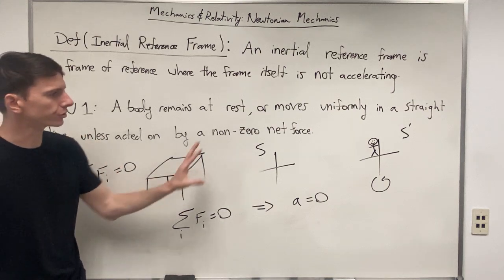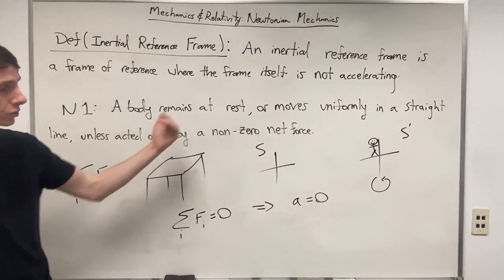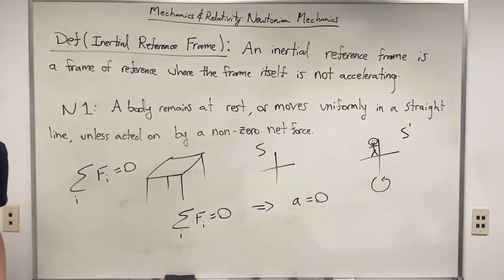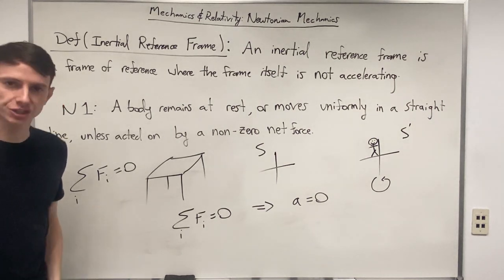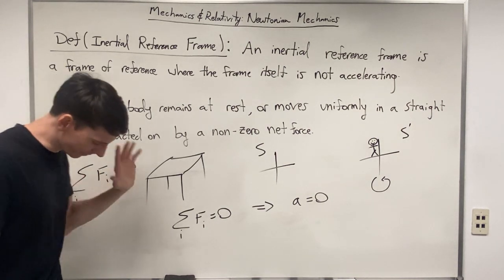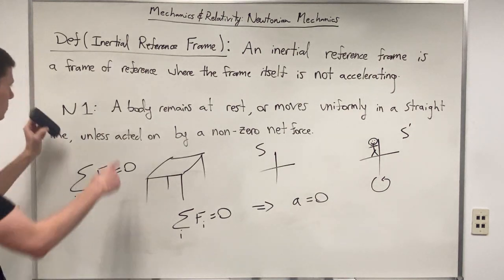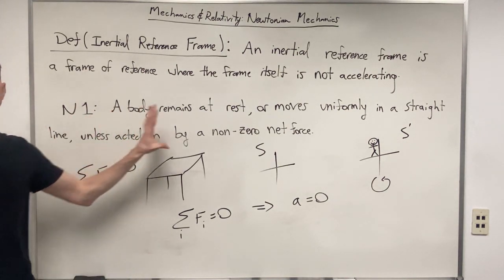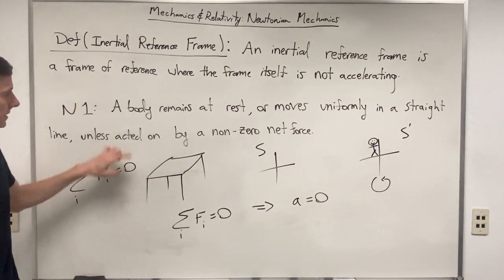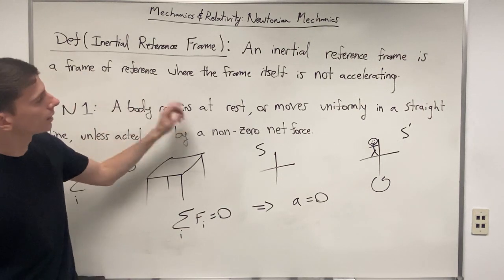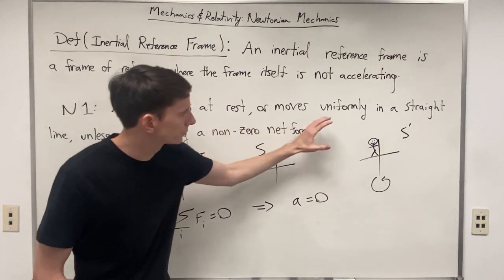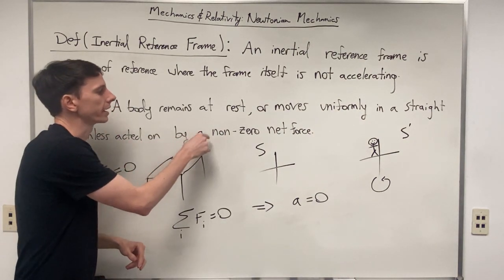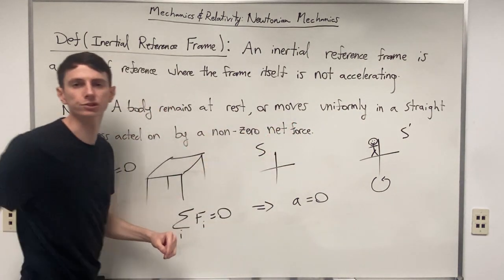Okay. This is how we can determine if a frame is inertial or not, and it's important because that's when Newton's laws are upheld. Now we're going to go through one more subtle point, but I think this is an important one, and this is where we go back to what we wrote down here for Newton's first law. Let's just read it real quick again. It says that a body or some particle or object remains at rest or moves uniformly in a straight line unless acted on by a non-zero net force.